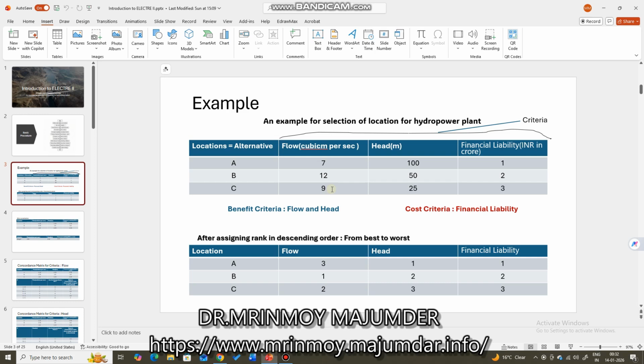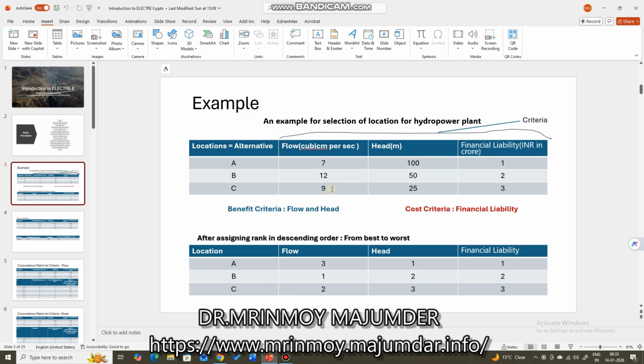In case of financial liability, as you can see, it is a penalty criteria or cost criteria. So the more the financial liability, the less preference you will give to the location. So according to that, you will give most preference to location A because it has the minimum financial liability. Location B has the second minimum liability, and location C has the worst financial liability.